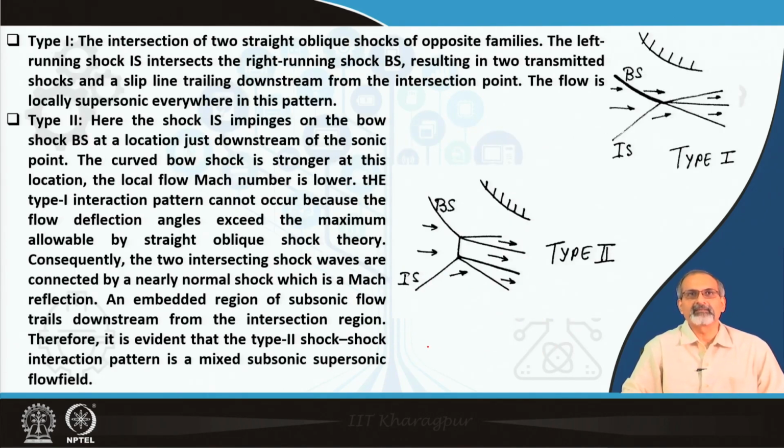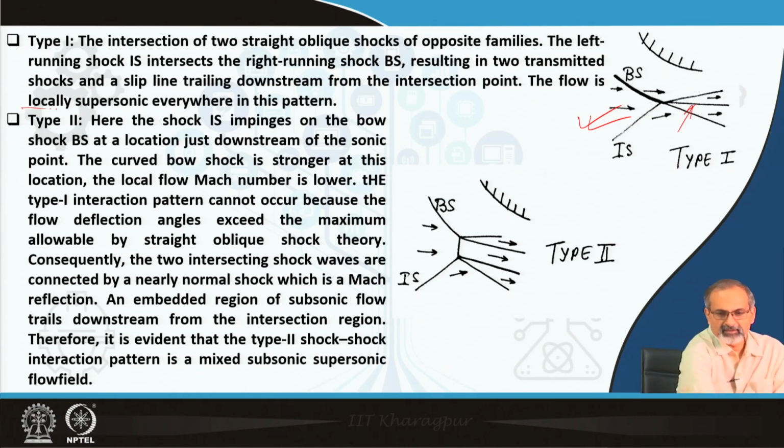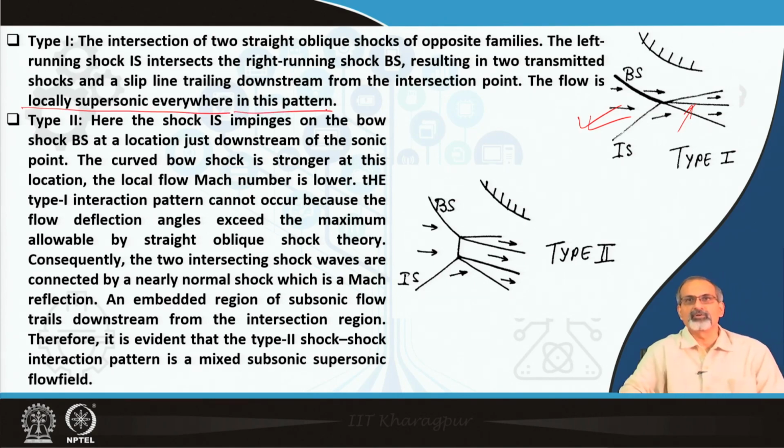Type 1 interaction. We already saw a sketch of it on the previous slide. We see 2 straight oblique shocks of opposite families. The left running shock IS intersects the right running shock BS. By now, you should be familiar with the nomenclature, and this results in 2 transmitted shocks and a slip line trailing downstream from the intersection point. So, this is the slip line we are talking about. The flow is locally supersonic everywhere in this pattern. This is something that you need to note.